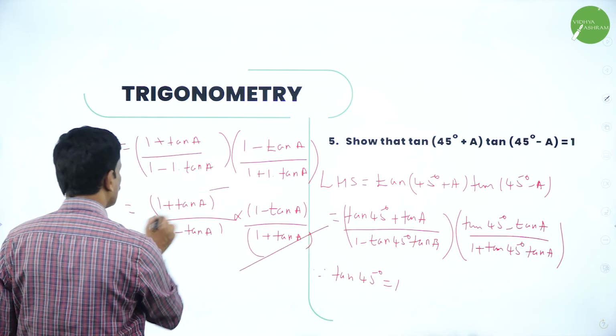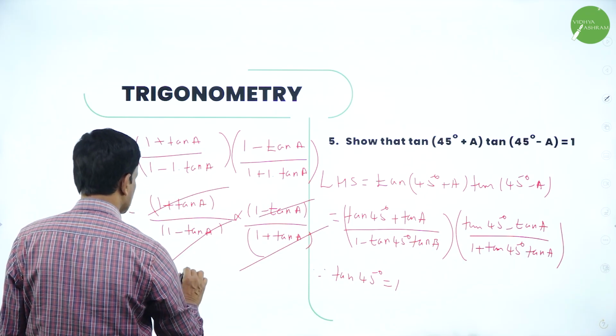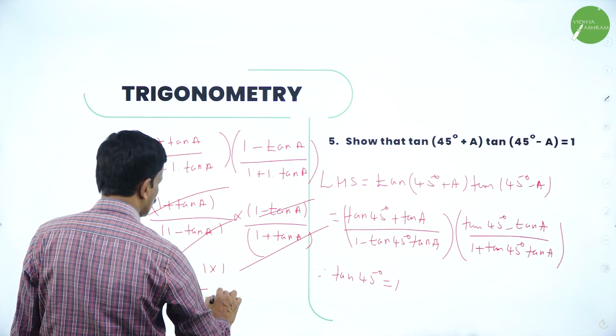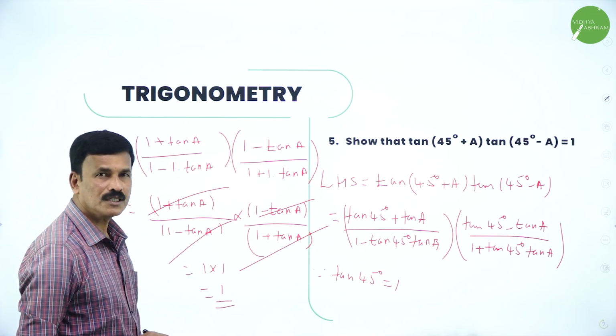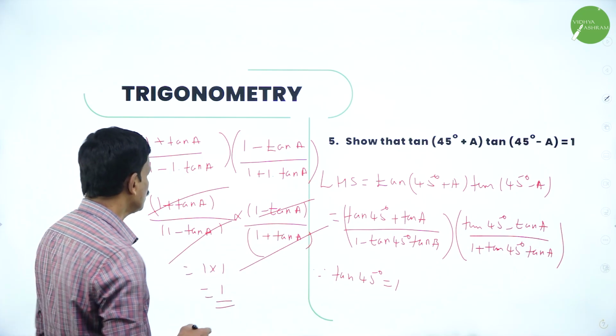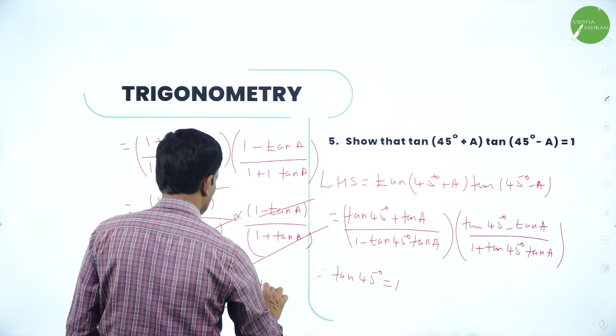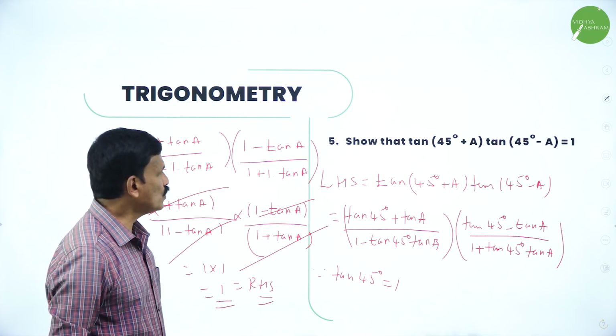Now 1 plus tan A, 1 plus tan A, 1 minus tan A, so everything gets cancelled. 1 into 1 is equal to 1. That's it. Okay. So the required answer is 1, that is RHS. That's it. Now move on to the next problem.